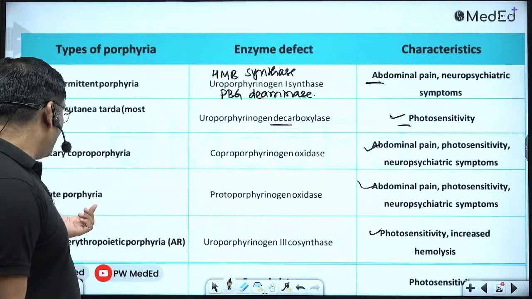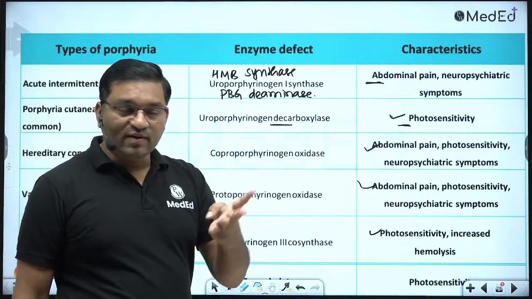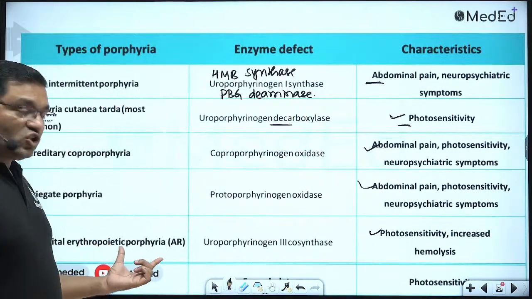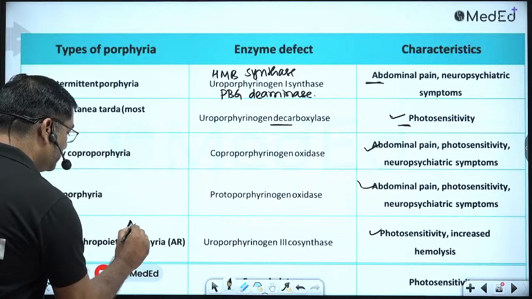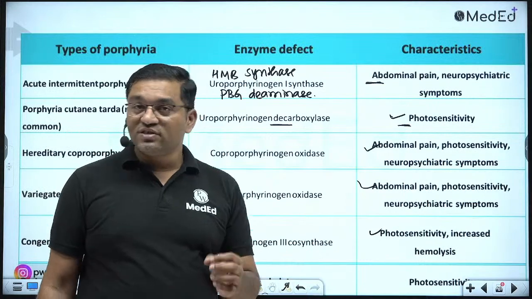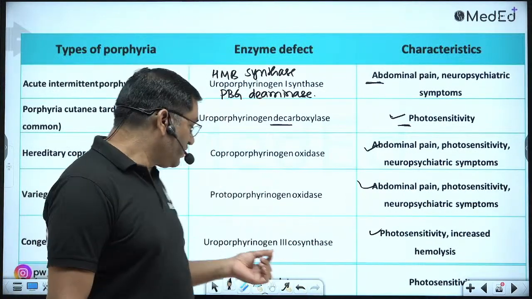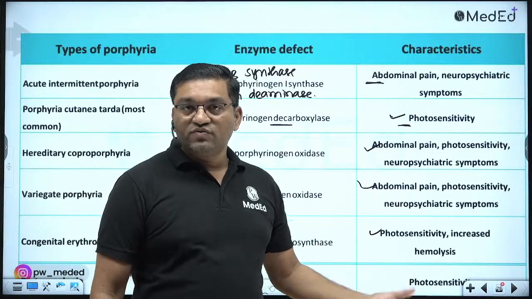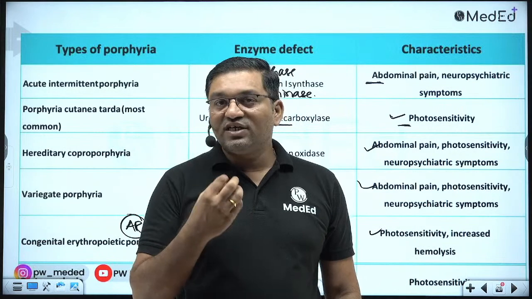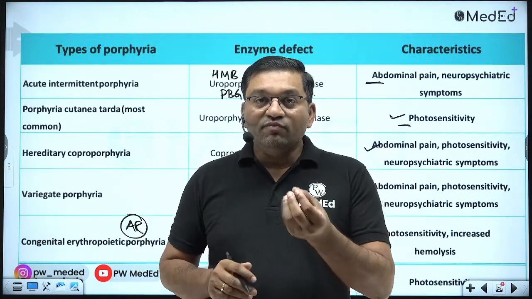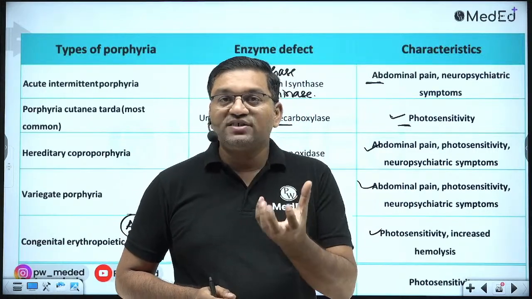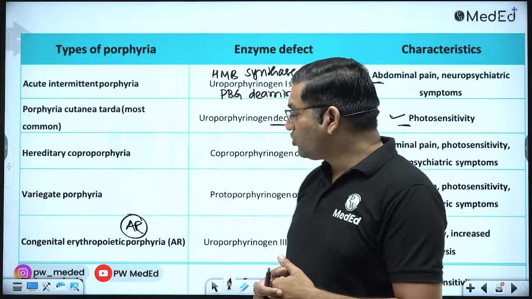Then in hereditary coproporphyria and variegate porphyria, all three symptoms are there: abdominal pain, neuropsychiatric manifestation, and photosensitivity. Congenital erythropoietic porphyria is an autosomal recessive disorder, due to uroporphyrinogen co-synthase defect, and there is photosensitivity. There is erythrodontia, meaning Wood's lamp examination of the teeth shows red fluorescence. Also, there is passage of red color urine.